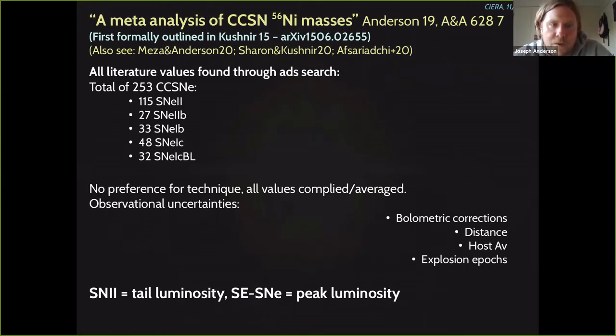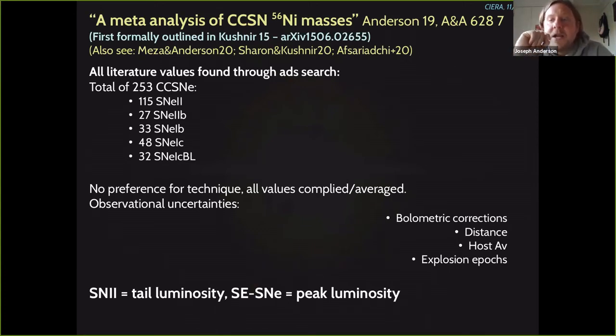And I came up with this sample of 250 core collapse supernovae that can be separated into these different types, but basically around 100 type 2 supernovae and around 150 stripped envelope supernovae when we total these up. I had no preference for what technique was used here. All values were compiled and averaged. I've had responses to this when I published it, with people saying, well, you should have analyzed everything consistently. There are so many, how can you compare these different samples even for the same supernovae? Because people use different techniques, different distances, and different host galaxy extinction estimates.